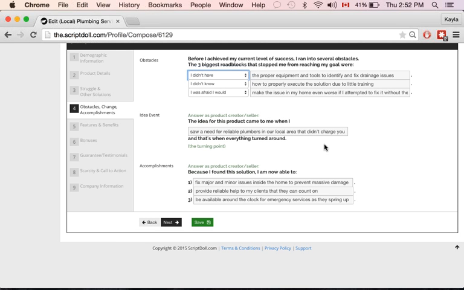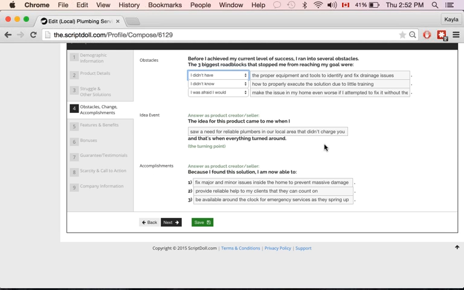And then next is our aha moment. So this is basically how you, again, stumbled on the solution. What happened to you that maybe hasn't happened to them yet, and how could they find that solution?